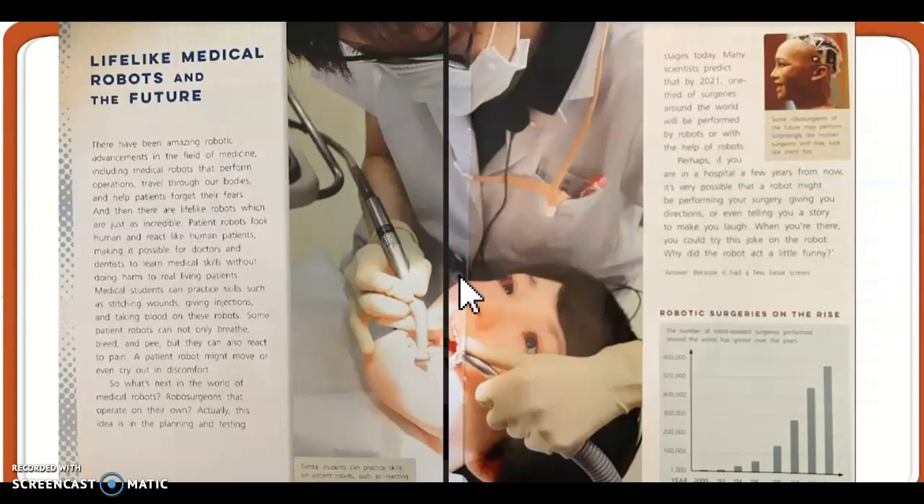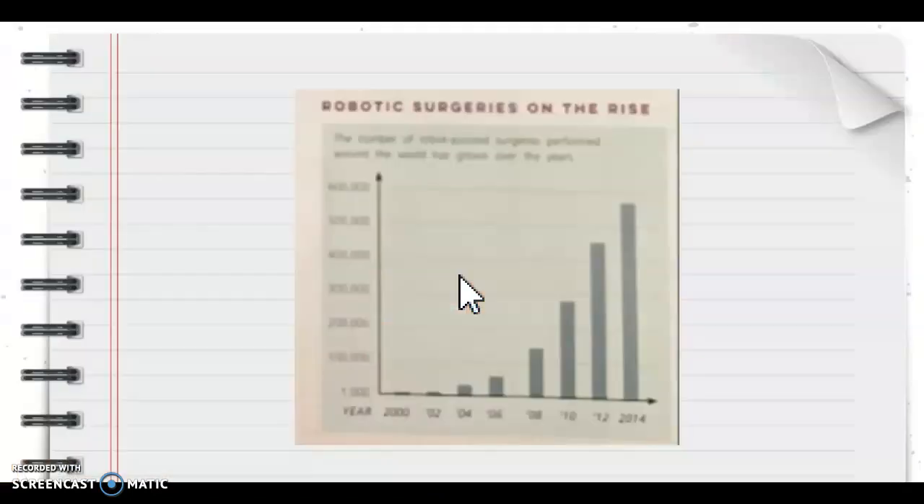So this is going to be the chart in the bottom right corner that talks about how robotic surgeries are on the rise. And what I'm going to do is zoom in on this a little bit more for you to see. It says below the heading that the number of robotic surgeries performed around the world has grown over the years. And if you look in 2000, there were less than 1,000 that were performed that year, but then through 2014, it grew to about almost 600,000.